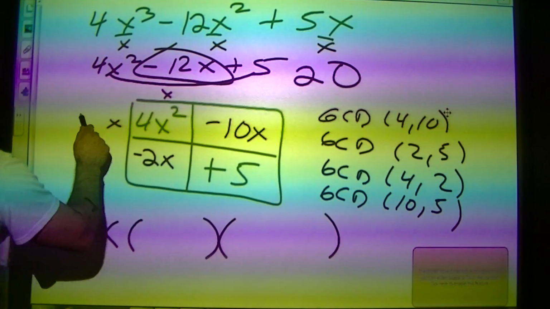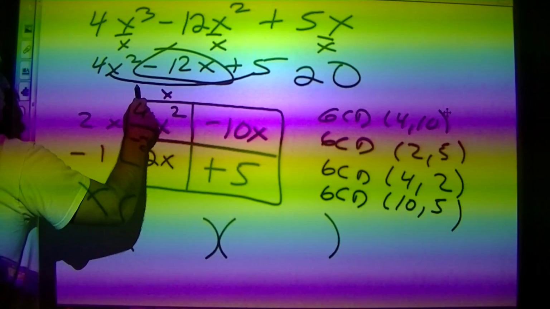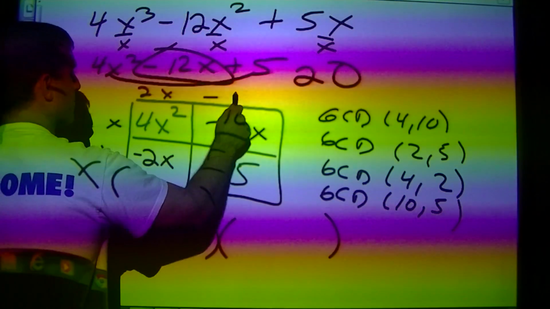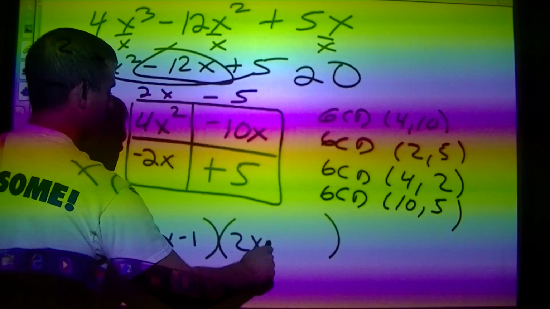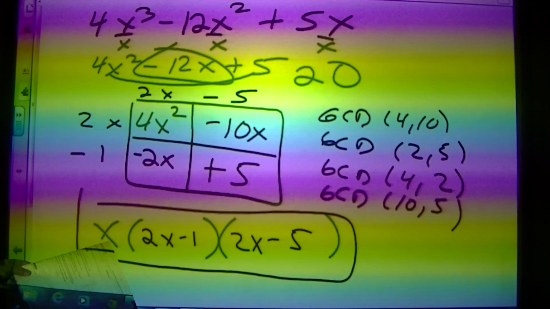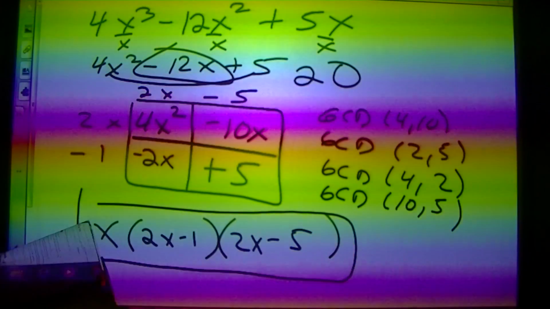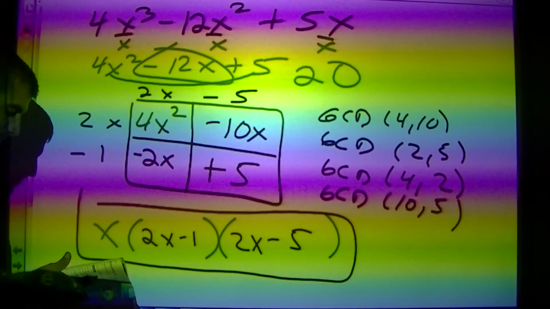Okay, going across that would be 2, going across would be minus 1 because of the negative there. Going this way would be 2, going this way would be minus 5. Okay, and so what I got is 2x minus 5 and 2x minus 1. And that x that I put in front there, that's going to come out, okay? And you have to make sure you put that in the final answer, all right?